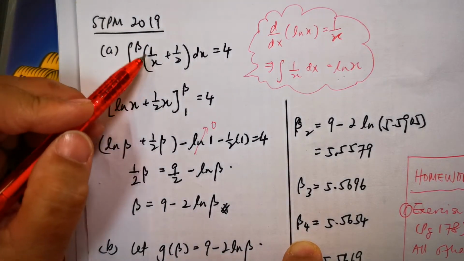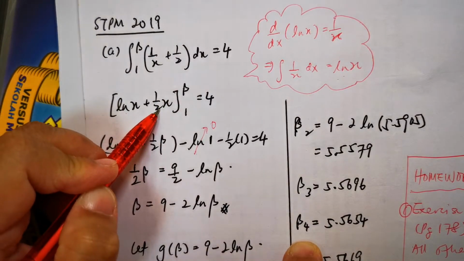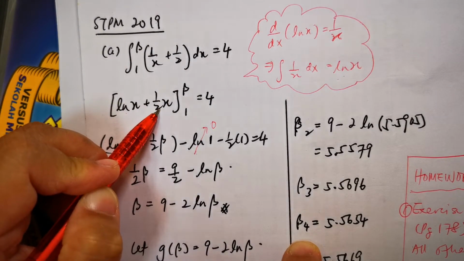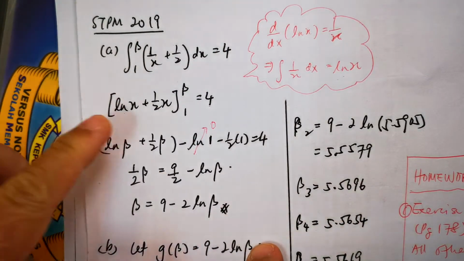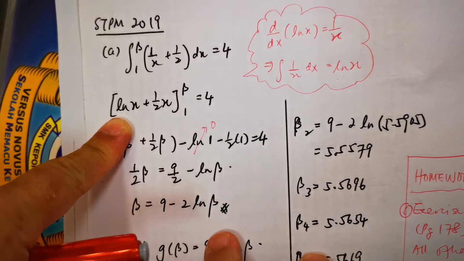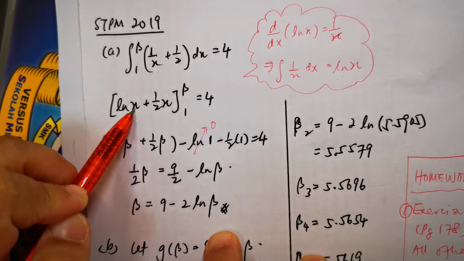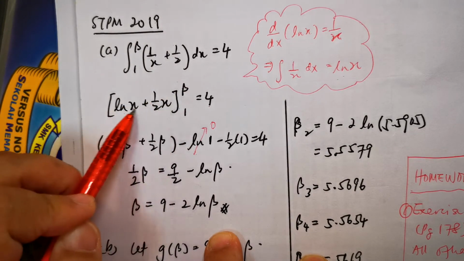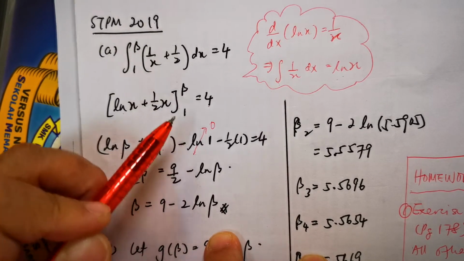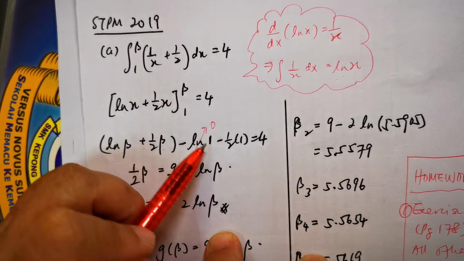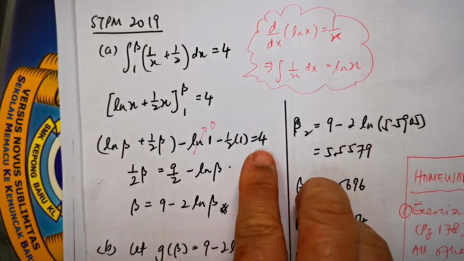So now we integrate. Integrate 1 over x, we get ln x. Integrate half, we get half x. I hope you still remember a little bit about integration. The boundaries will be 1 and beta, and this equals 4. This is the definite integration. Next step is we sub the boundaries into the integral. Sub the upper first, so sub beta in: ln beta plus half beta. Then minus, sub 1 in: ln 1 plus half, with the negative sign, and this equals 4.